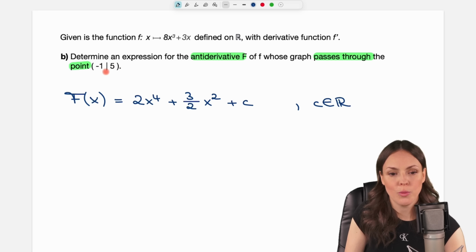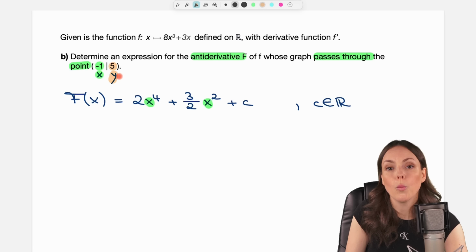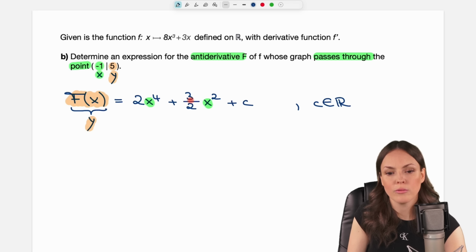If we want to use this point, such a point always consists of an x coordinate and a y coordinate. And this function here should pass through this point, so we can insert the -1 for x. So we have x here and x here. And we can insert the 5 for the y coordinate, which is just my capital F of x. So this is my y. And I insert the 5 here and the -1 for the x, and then I will find my c.